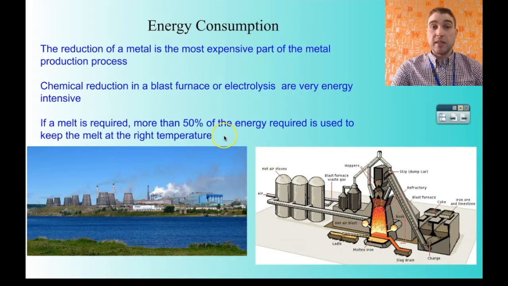If you need to electrolyze a melt, more than 50% of the energy that you need is just used to keep the melt at the temperature. So for aluminium, we saw it needed to be at around 1000 to 1200 degrees Celsius, the aluminium oxide cryolite mix. Just keeping it at that temperature requires half the energy in the whole production process.